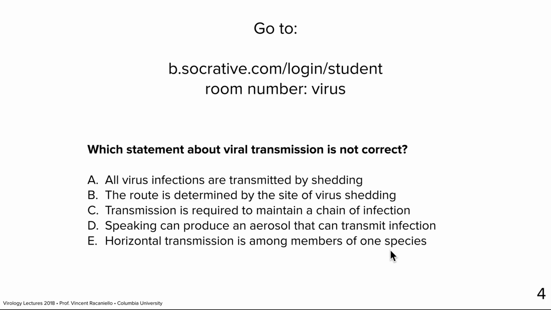You can pause now because I'm going to tell you the answer. The statement that is not correct is all infections are transmitted by shedding. Shedding is when virus goes away from your body, like in sneezing or in fecal transmission. There are many ways that we spread infections that are not by shedding. And one example would be via a mosquito picking up your infected blood.